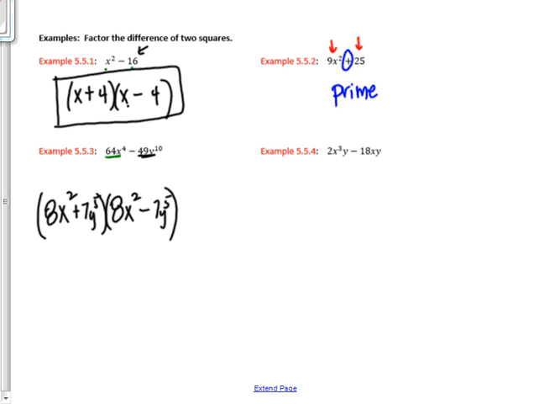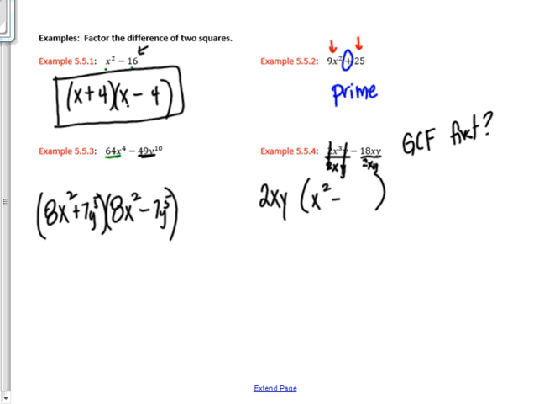All right, when I look at this one, neither 2 nor 18 are perfect squares. If you have that case, ask yourself, can I take out a GCF first? Between 2 and 18, I can take out a 2. X cubed and x both have x's, so I can take out an x. I can also take out a y. So let's take out 2xy. If I divide by 2xy, I'm left with x squared, the 2's cancel, the y's cancel. Minus, and that, divided by 2xy, I'm left with 9. Those cancel. Now, this is something I can do.